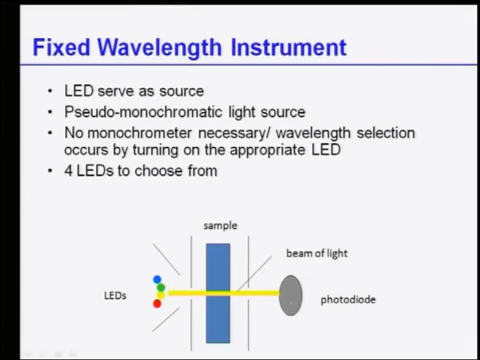And then whatever comes out is detected by a photodiode. This is how the fixed wavelength instrument works. Normally there are 4 LEDs used, so 4 wavelengths can be chosen this way.